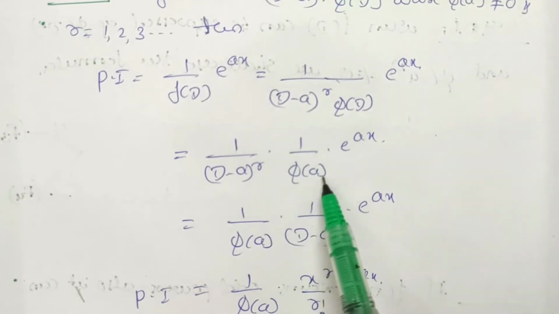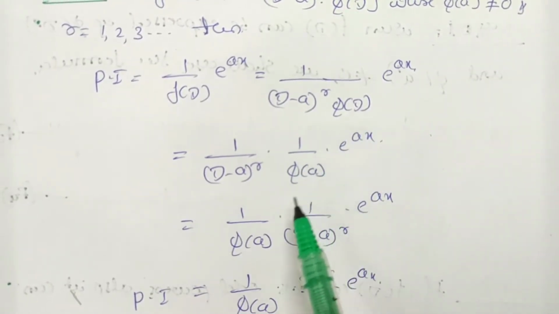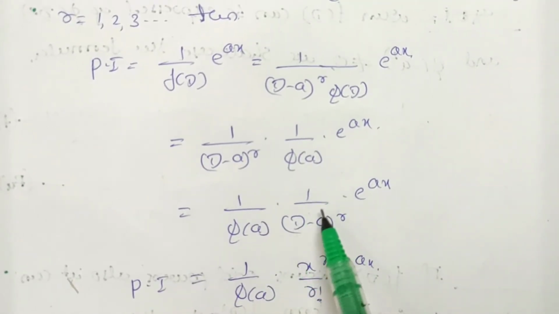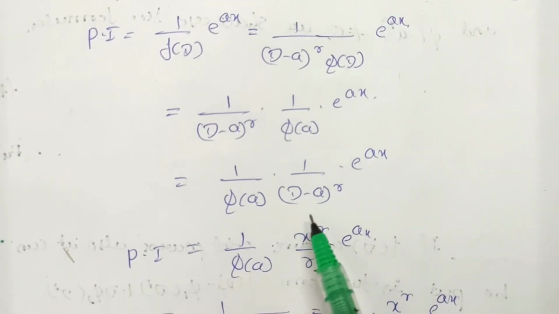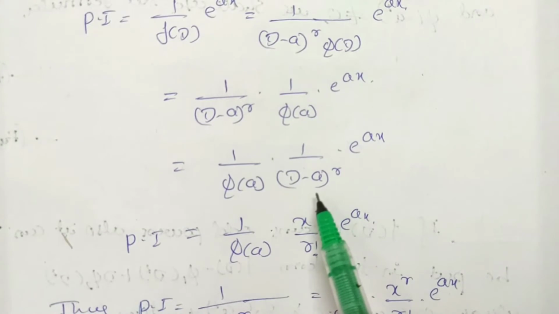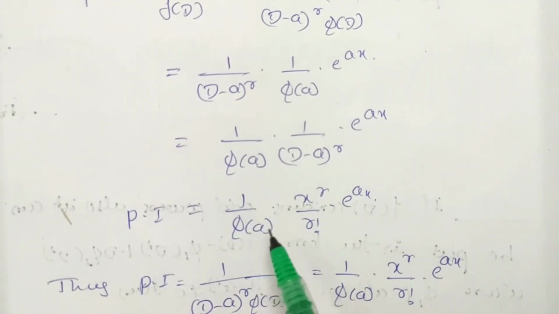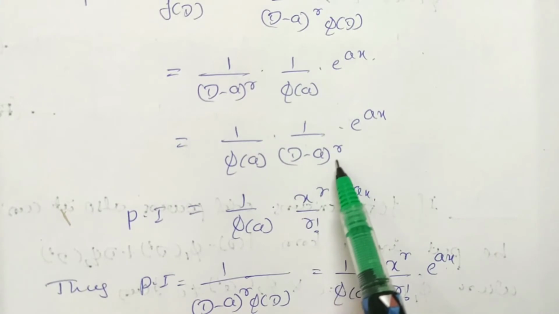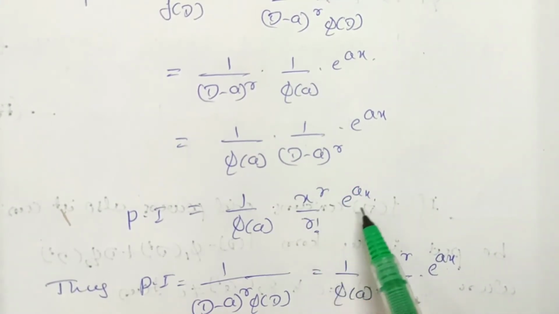It becomes constant because if you replace D by a, this whole term becomes constant. You take this one as it is. And it will be now 1 divided by (D minus a) raised to r into e raised to ax. It is like the previous formula, formula number 2. This is formula number 3. So it will become 1 by phi of a, this one as it is, and you have to apply that previous rule here. It is just like (D minus a) raised to n only. So it will be x to the power of r divided by factorial r into e raised to ax.